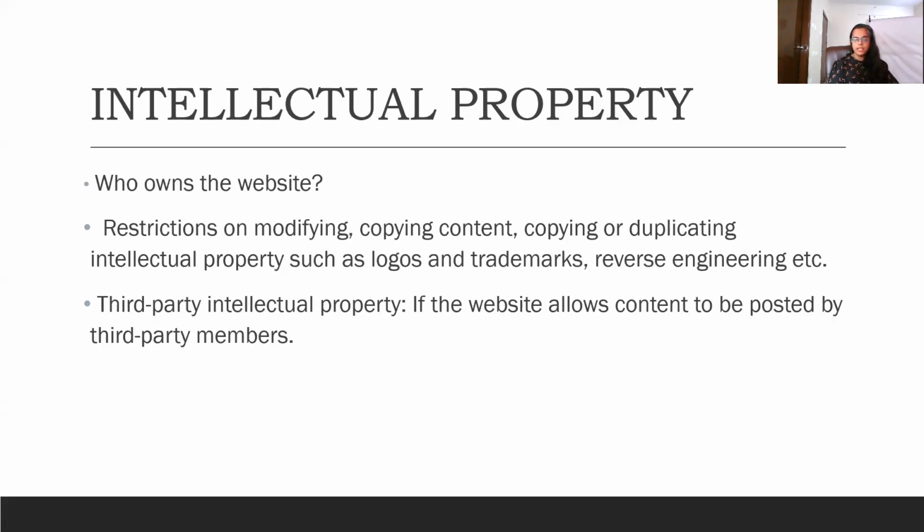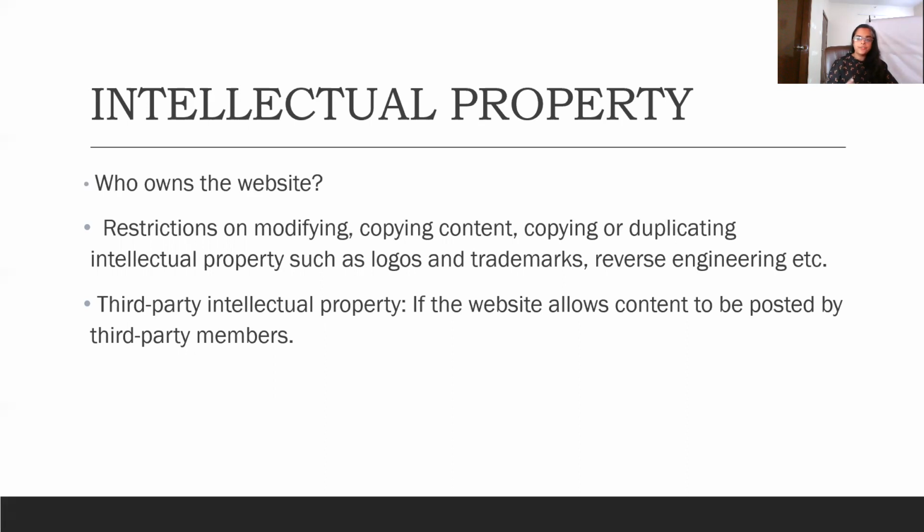Now, intellectual property, you need to clearly mention who owns the website. So therefore, there is no confusion later on. Now, you also need to mention restrictions so that no one visits your website and then maybe accesses your code, modifies it, or maybe copies content from your website or duplicates your logos or trademarks. So you need to have such kind of restrictions built in the terms of use so as to prevent other people from coming and maybe violating your intellectual property.